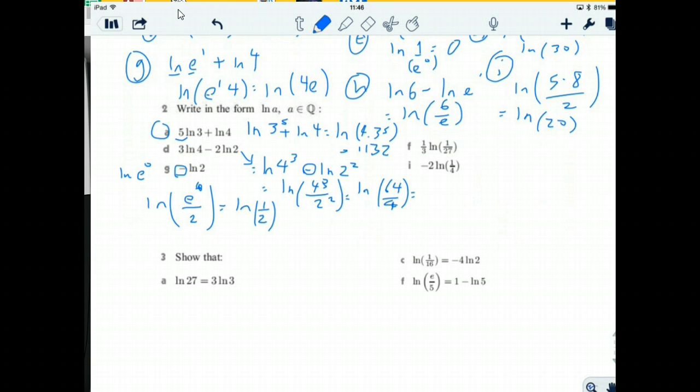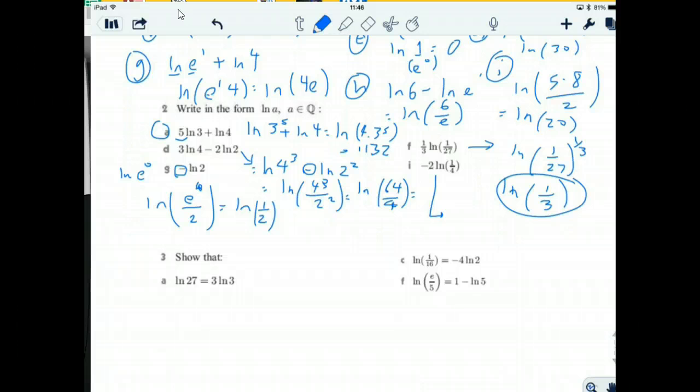Okay. Let's see, f. 1/3 times the natural log of 27, 1 over 27. So that would be natural log of 1 over 27 to the 1/3 power. The 1/3 power is the same thing as the cube root. So the cube root of 27 is 3, and the cube root of 1 is 1. So it's the natural log of 1/3.